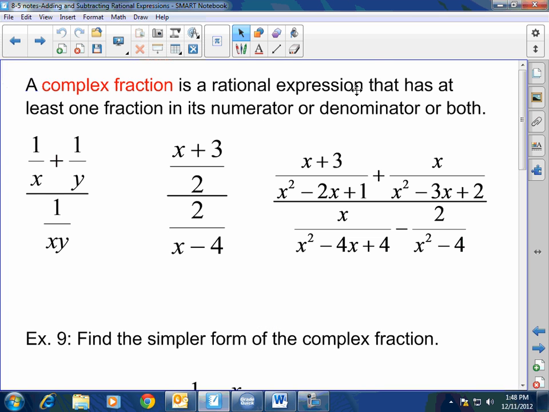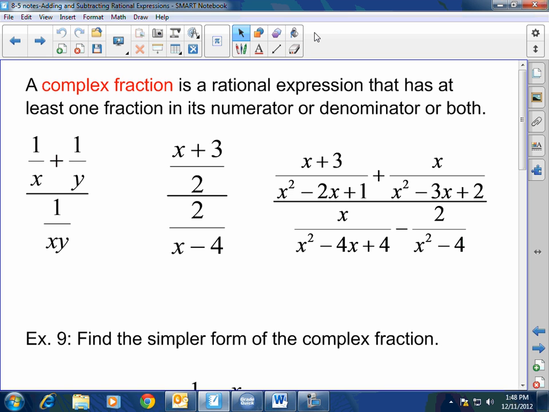Okay, guys. Today we are going to be continuing section 8-5, which was adding and subtracting rational expressions, and it segues into adding and subtracting and actually combining complex fractions.